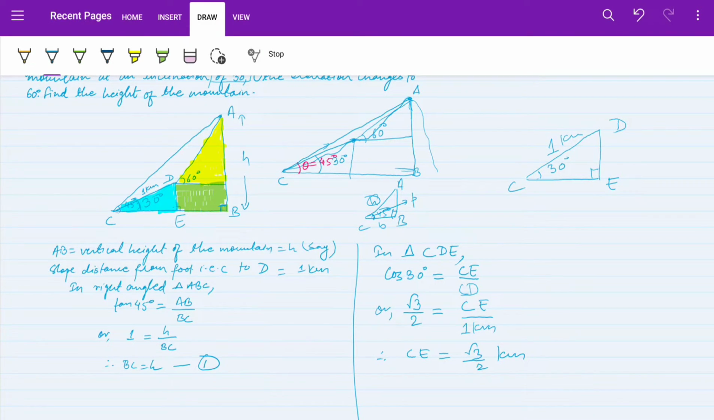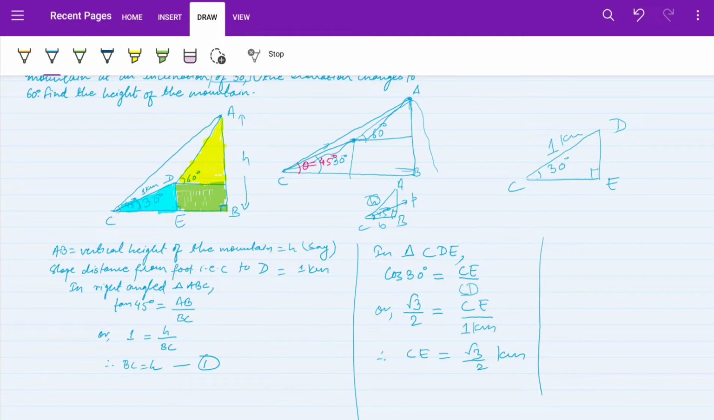Now what we'll do here is, now we try to find H. Now how to find H? Now we have to determine another thing here. We have to determine the CD also. We must be able to find CD. How to find CD? So not CD, sorry, ED.